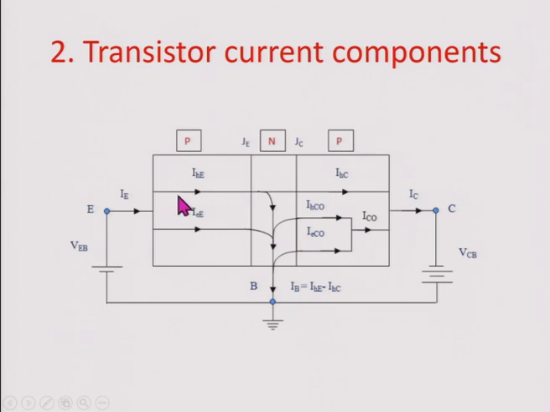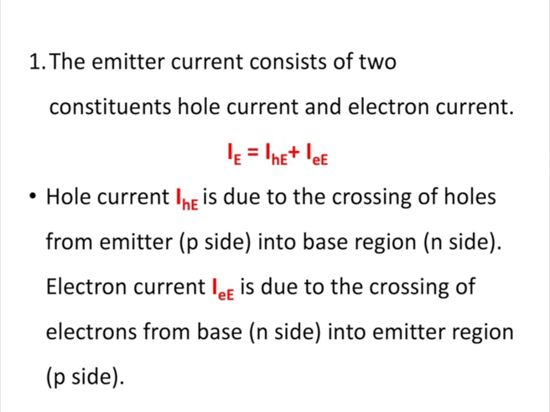Suppose imagine that there is no emitter connection. If there is no emitter connection, it means I am treating the emitter E as an open terminal. Suppose the emitter is open, whatever current is flowing across the collector is called the reverse saturation current. Here ICO represents the reverse saturation current. Again, this reverse saturation current ICO is the combination of the reverse saturation of whole current plus the reverse saturation of electronic current.